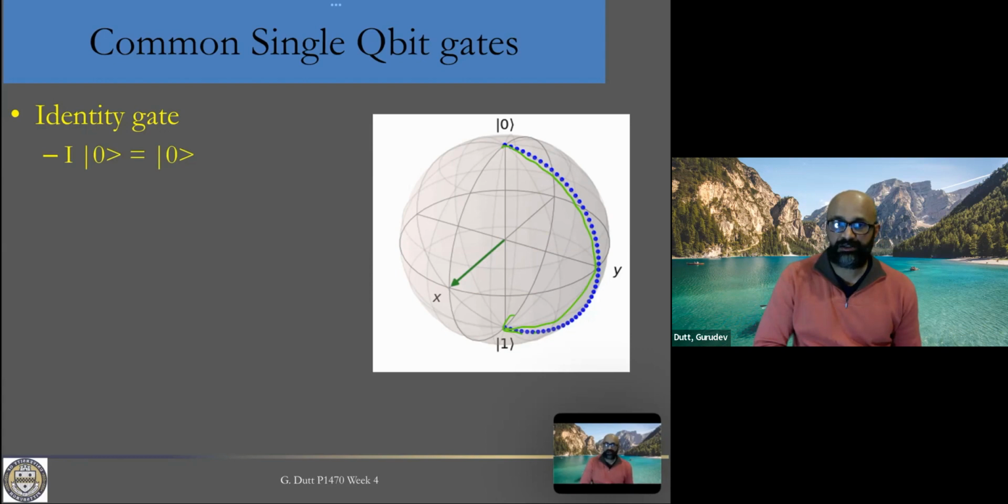So one is the identity gate, I, acting on 0 and I acting on 1. This state preserves 0 and 1, so therefore it automatically preserves normalization. Therefore, it is also an allowable gate.